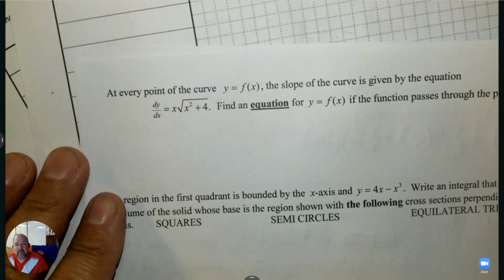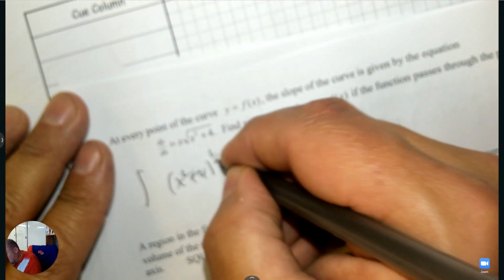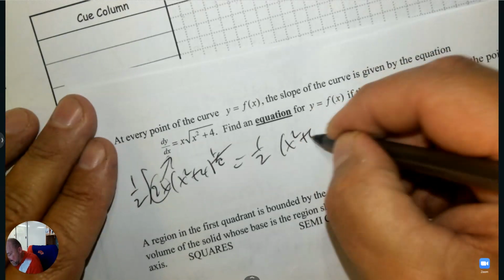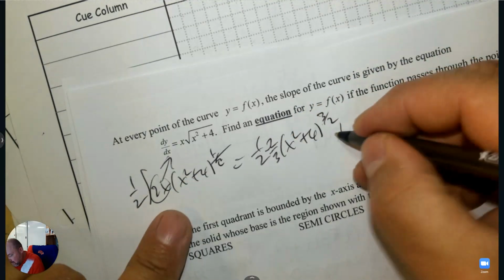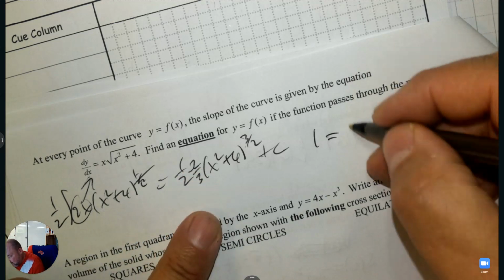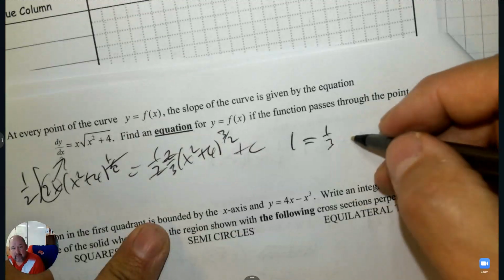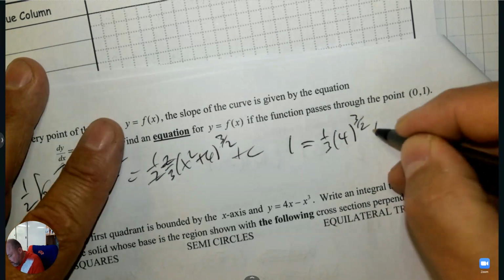All right, at every point of the curve the slope is given, so you take that derivative and you integrate it. So if I integrate this, the hook is 2x. It was a 1, it became a 2. So the 2x goes away. So it's 1/2. We add 1 to the exponent, divide by the reciprocal, plus c, and then you plug in that point, which is 1, and you plug in 0. So the 2's cross out, and I got 1/3. Plug in 0, I got 4, and that's the answer.